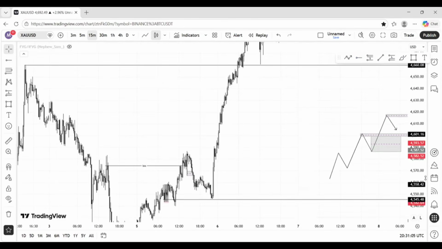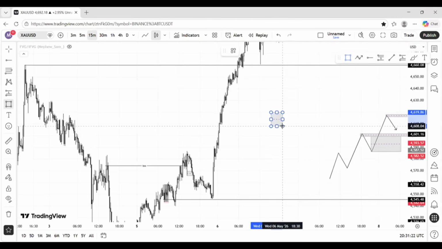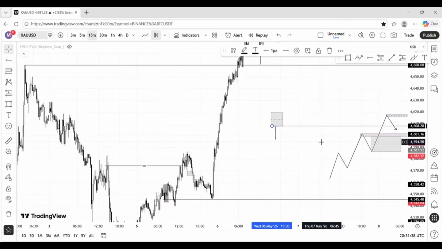And when you are marking out your invalidations on the entry model, the wick isn't valid. You understand? The wick isn't valid. You are marking from the body of the candle. So if you are going for a buy, for example, you are marking the low of the body of the candle. What do I mean by that? If this is the body of the candle, for example, and you want to go for a buy, and this is a wick. Where will you mark out as your point of interest? Your point of interest should be under the body of the candle, somewhere around here.